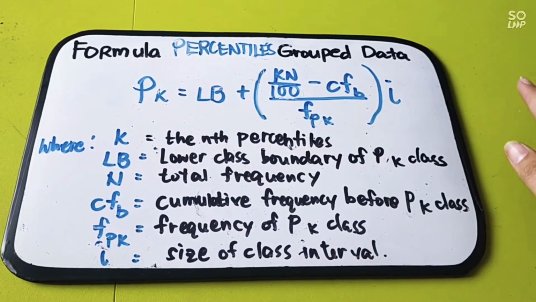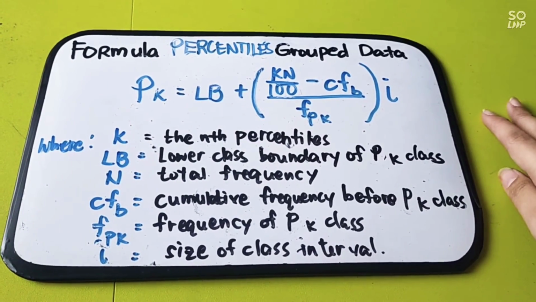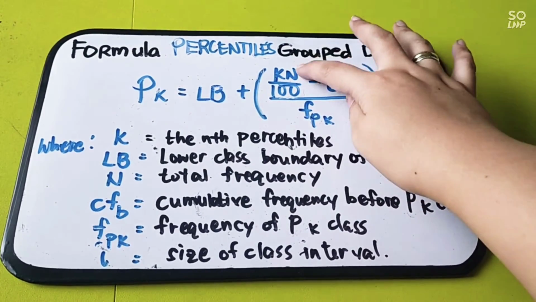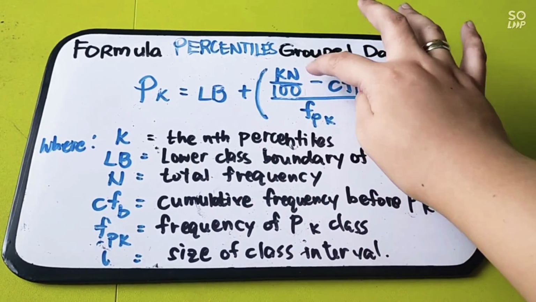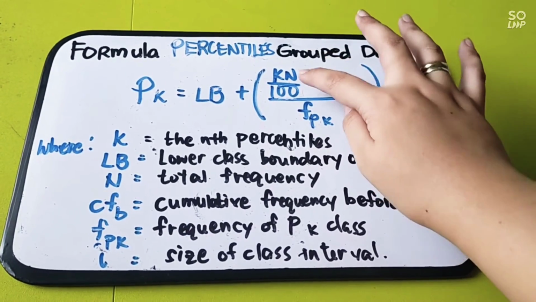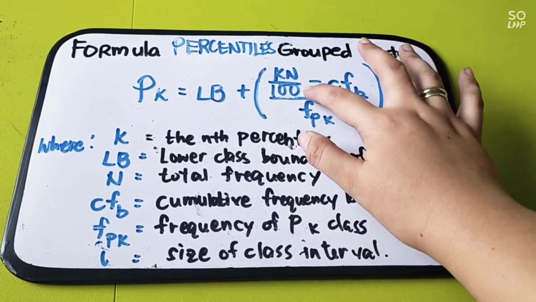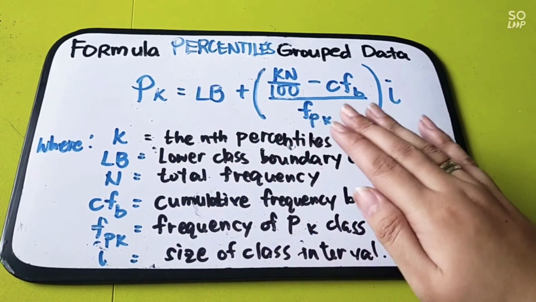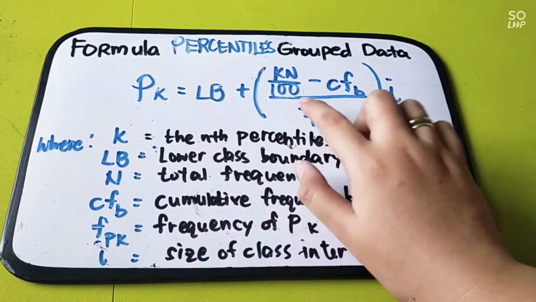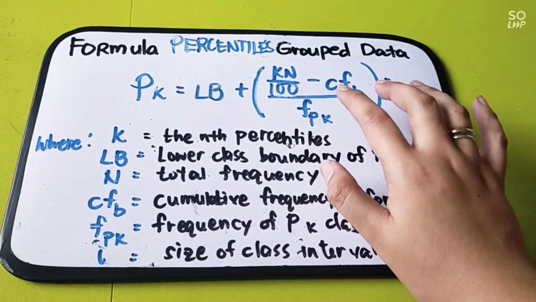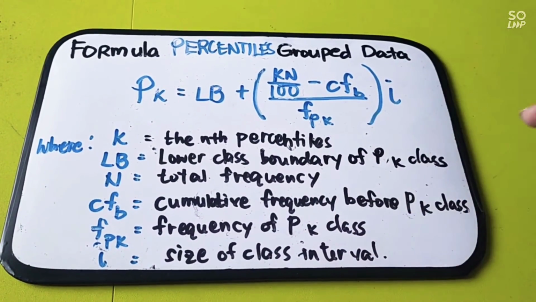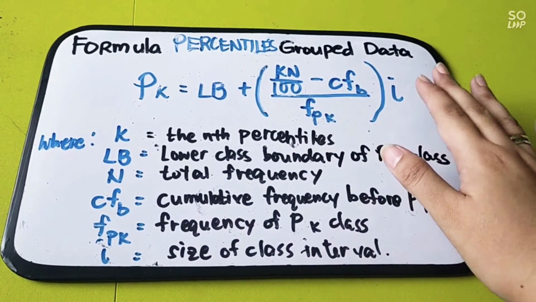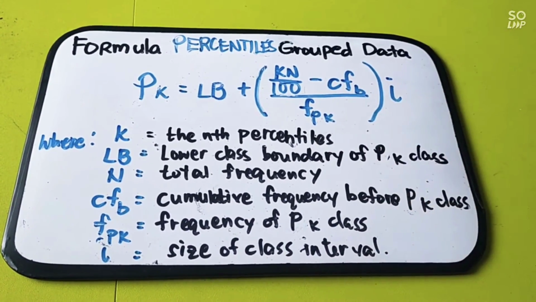So, parehas lang din siya ni quartile and deciles. Yun nga lang siya ay kn over 100. Kay quartiles, kn over 4. Kay deciles, kn over 10. Kay percentiles naman, kn over 100 ang gagamitin natin. Okay? Then, nabago lang yung mga letters, imbes na D or Q, it becomes letter P. Is it clear? So, this is the formula for percentiles. Now, let's have an example.